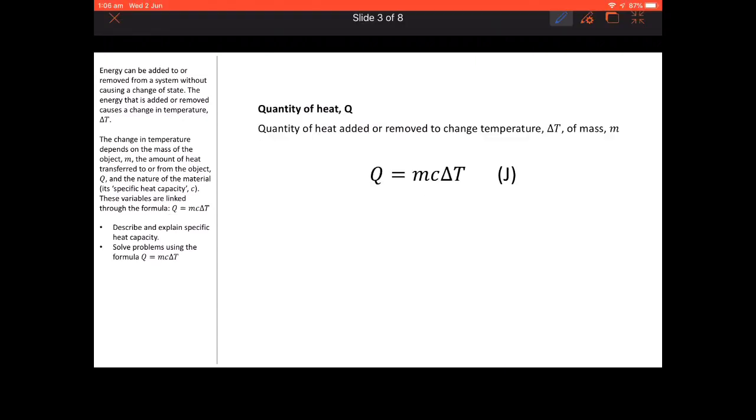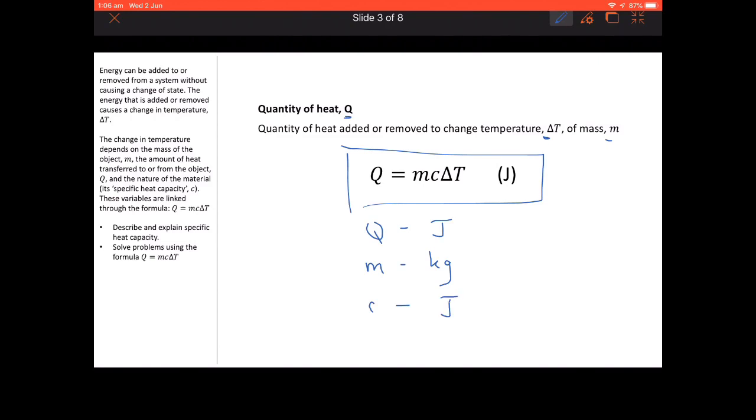So a quantity of heat is represented using a capital Q, and it's added or removed to change the temperature of a mass m. And this is all related using this formula here. The quantity of heat is measured in joules, mass is measured in kilos, specific heat capacity is measured in joules per kilogram per Celsius, and change in temperature is measured in degrees Celsius. So in order to work out the quantity of heat added, you just need to multiply the mass by the specific heat capacity by the change in temperature.